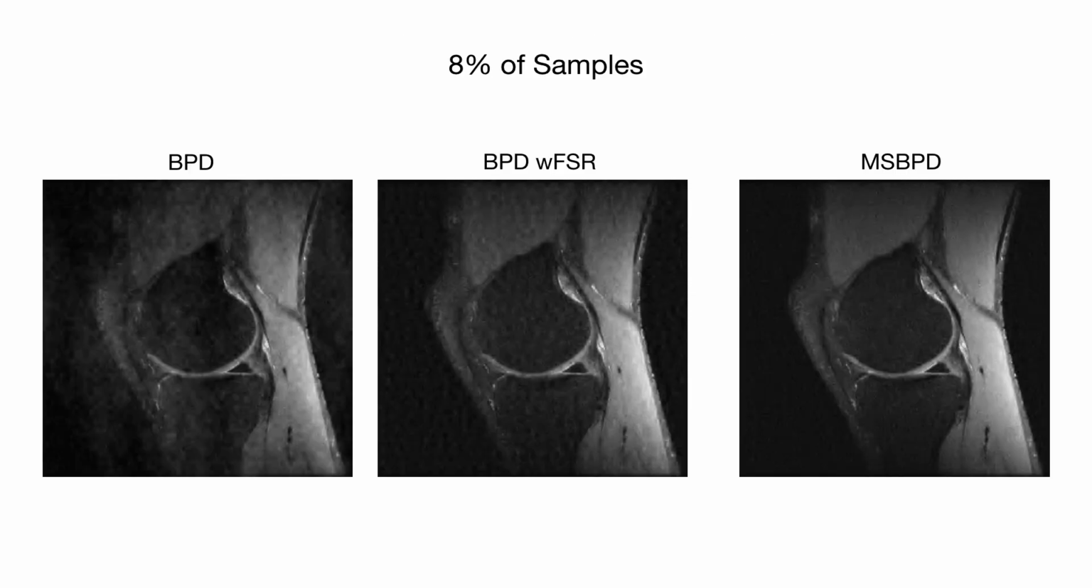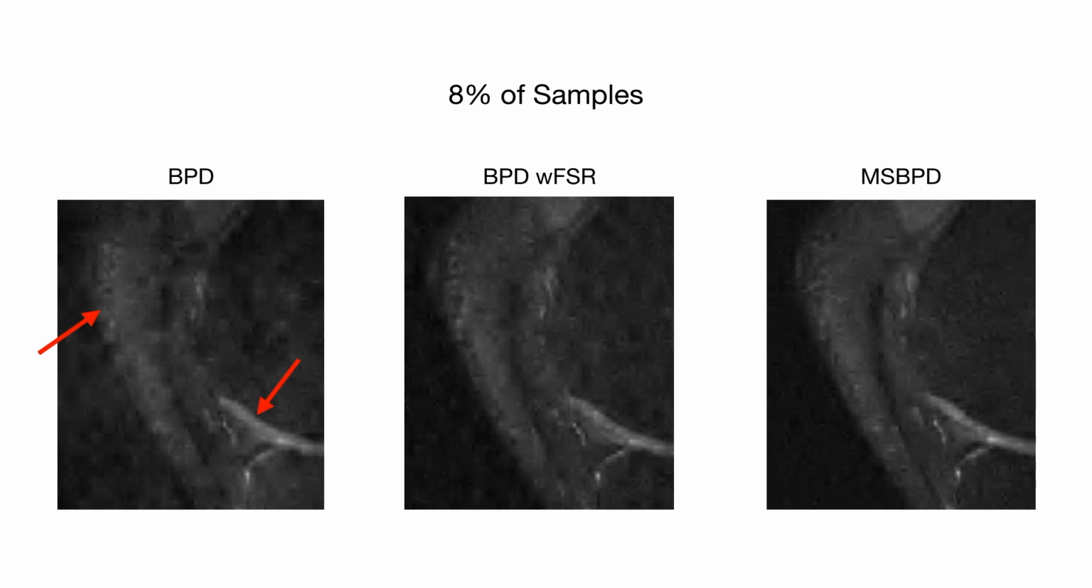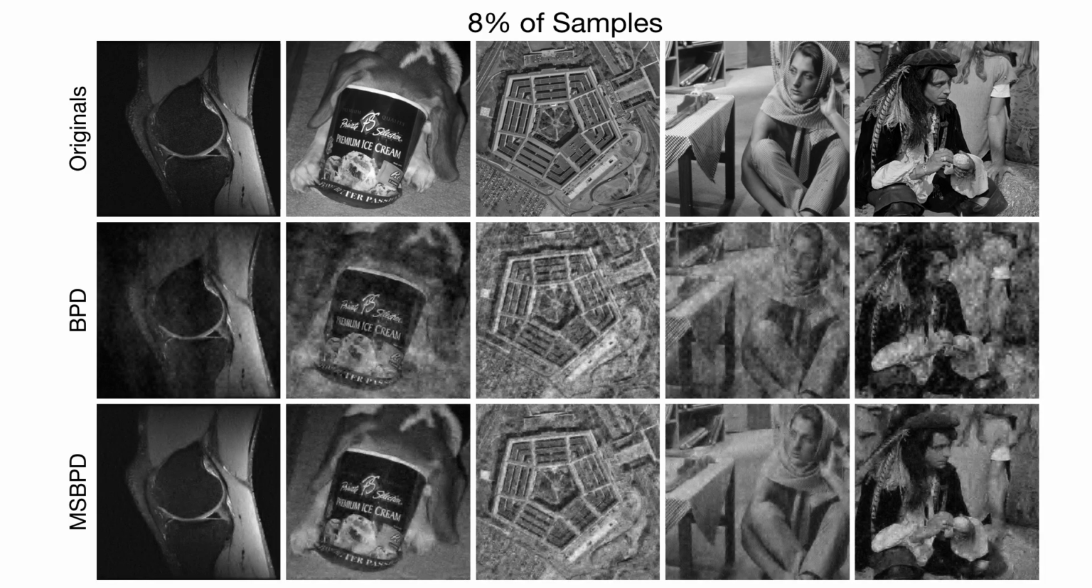Here's zooming in to just 8% of the samples, and if we zoom in just into the kneecap, you can see that the more sparse basis pursuit denoising result is the most detailed. Here it is for all 5 images. When 8% of the samples are used, the more sparse basis pursuit denoising generates the most accurate reconstructions.